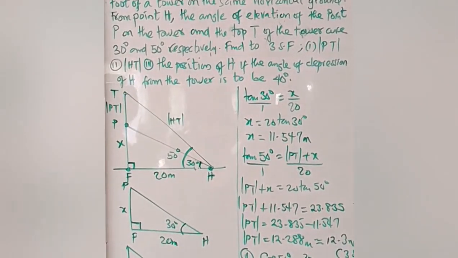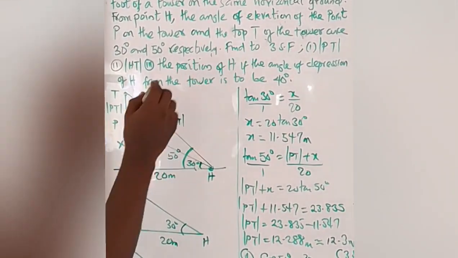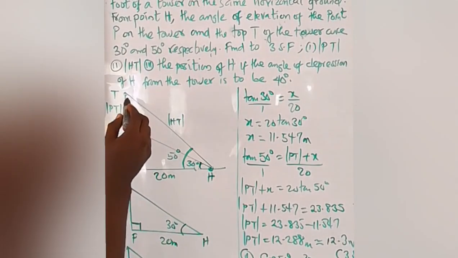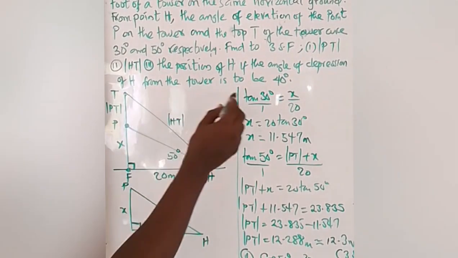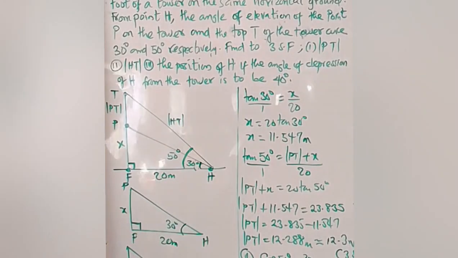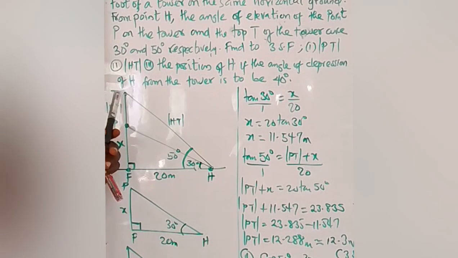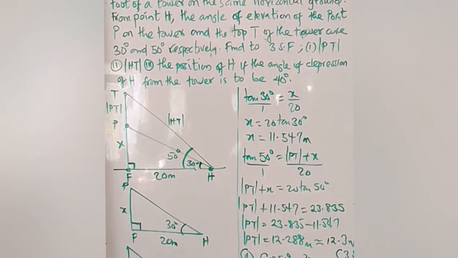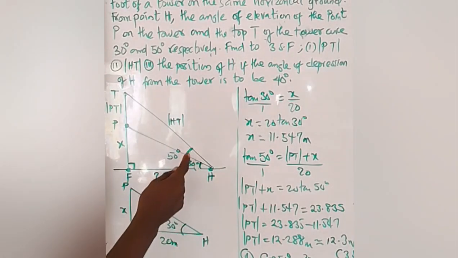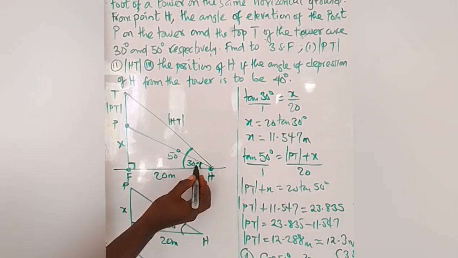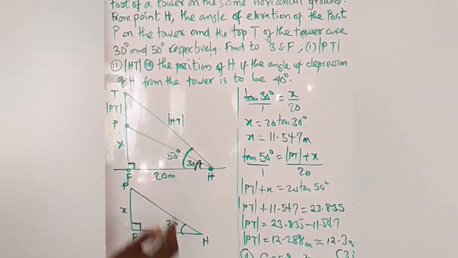The third part of the question says, find the position of H if the angle of depression of H from the tower is to be 40. Is it from the top of the tower? Yes. Let's suppose it's from the top. Now, for this angle to be 40, initially the angle was 50. 40 is more than 30, but not up to 50.